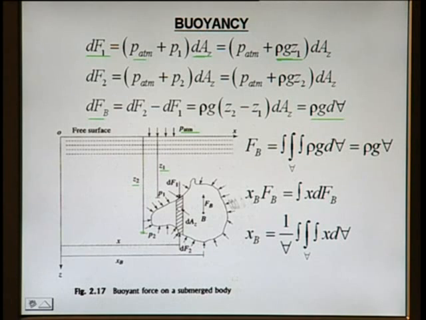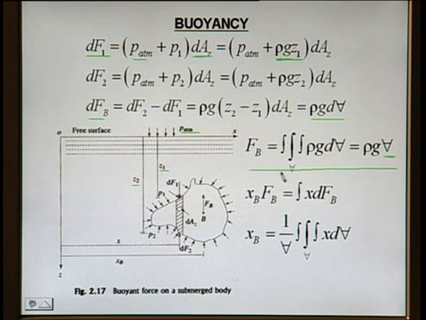To get the net force on this body, we have to integrate. If we integrate this relationship, on the left-hand side we have the net buoyancy force Fv in the upward direction, equal to the volume integral of rho g dV, which is equal to rho g V. This is a very common formula, which we all know: buoyancy force is equal to the weight of the liquid displaced by the body, rho g into V. What is V? V is the volume of liquid displaced, right? This we have to keep in mind.